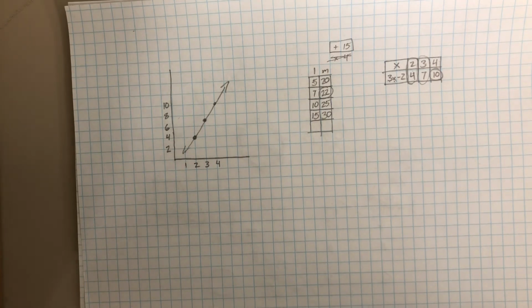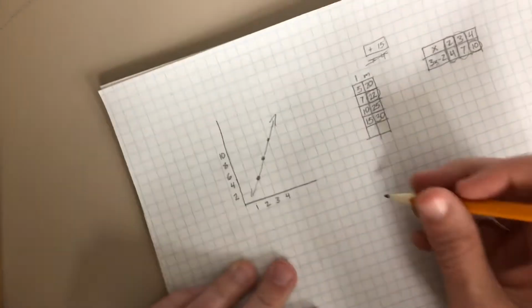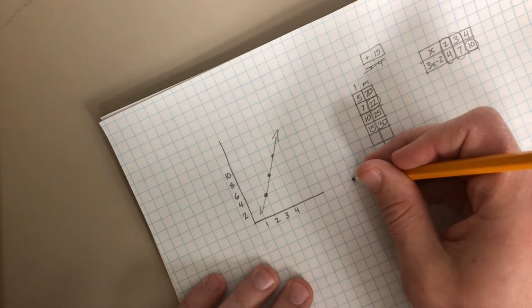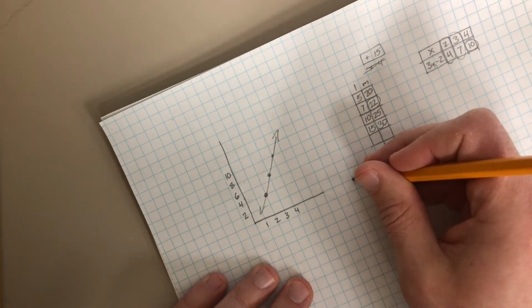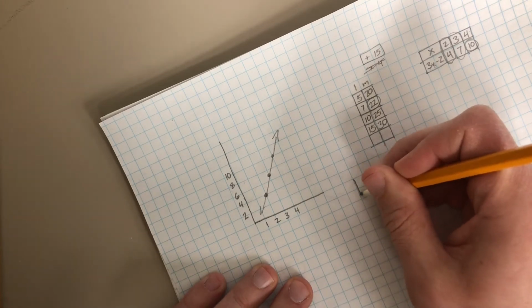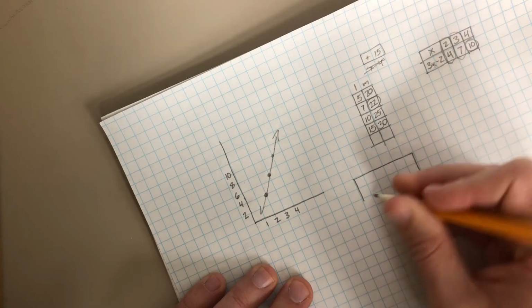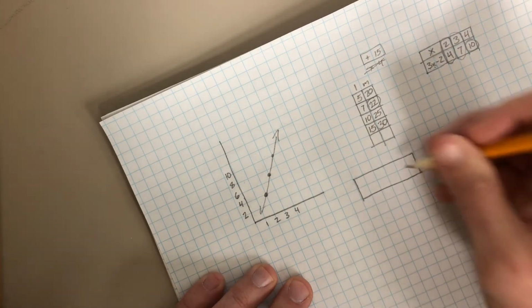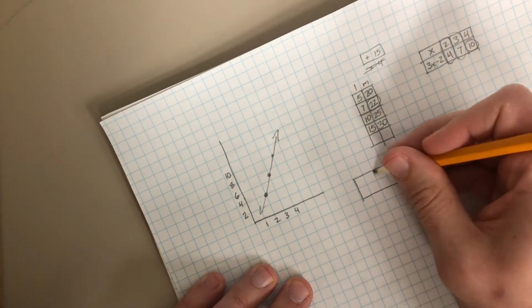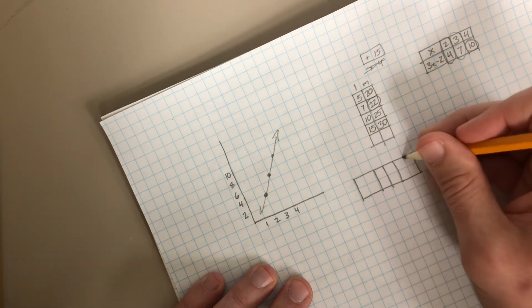Now I want you to do letter C. Pause the video right now and do letter C. All right, welcome back. Let's take a look at C. I may have drawn that a little bit too big, but that's okay.